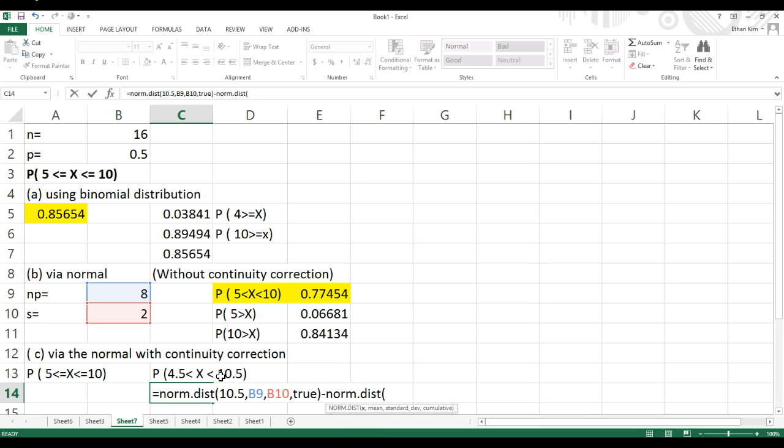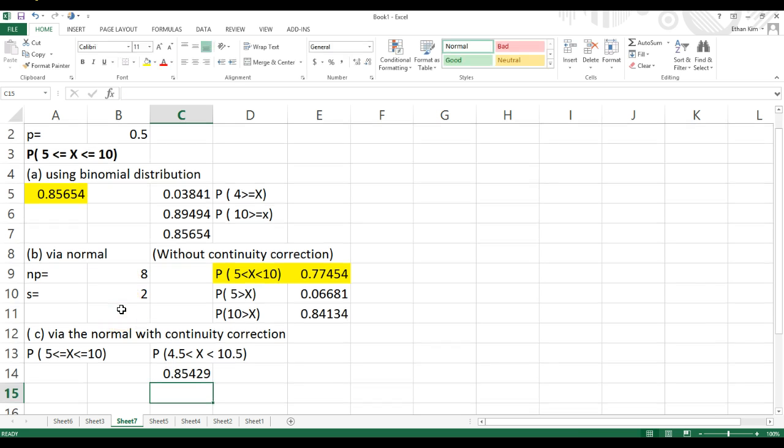This time it's 4.5 times NP, standard deviation, and true. And we get this value. Okay, and let's see how they compare. If you look at this number, this is the correct exact value, and this is the normal with continuity correction. It's very, very close.